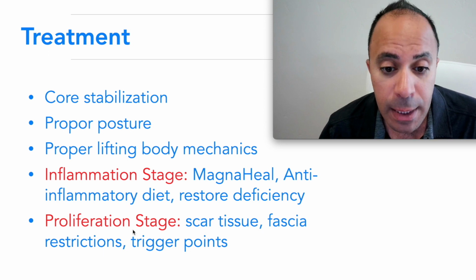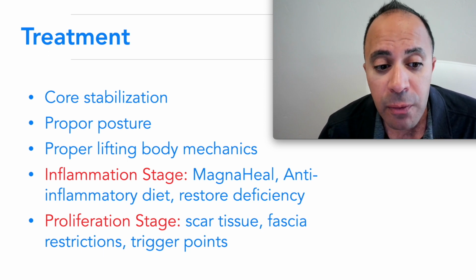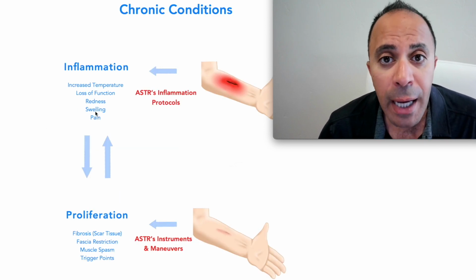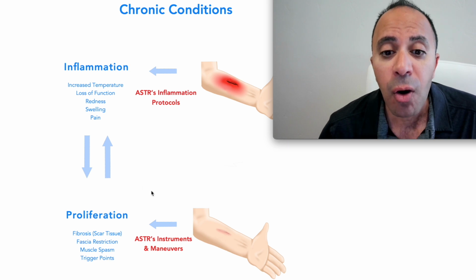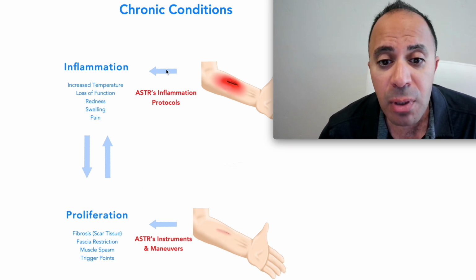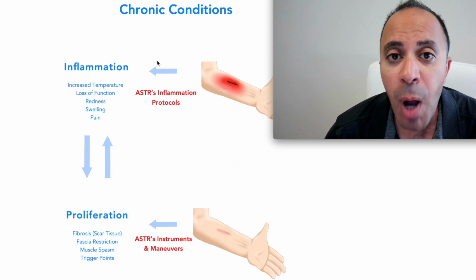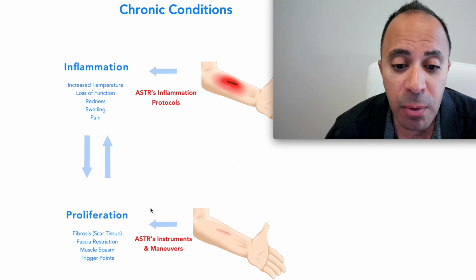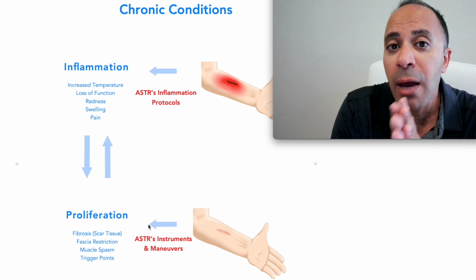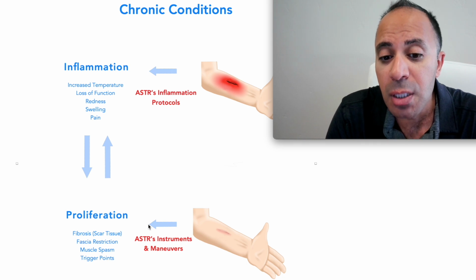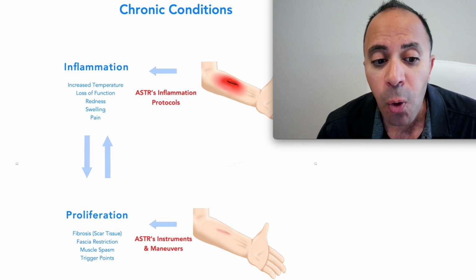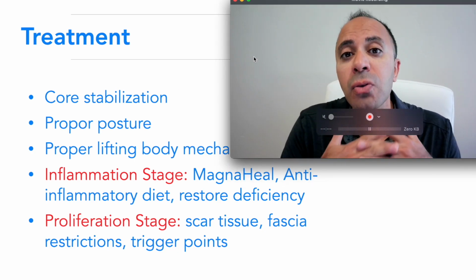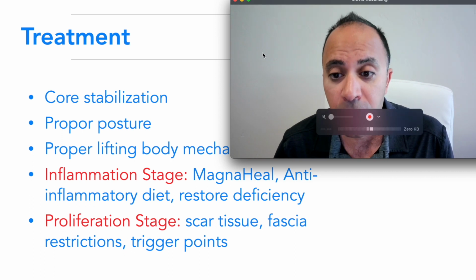So what I do, I work on the inflammation and proliferation stage, use the MagnaHeal anti-inflammatory diet, and if you have severe deficiency or chronic condition, check Ask ASTR to really figure out what possible vitamin and mineral deficiency could inhibit or prevent your body from healing. At the same time, we need to release everything, the scar tissue, the fascial restrictions, the muscle spasm, while we stabilize the back and correct the posture to decrease your risk of having this issue in the future.